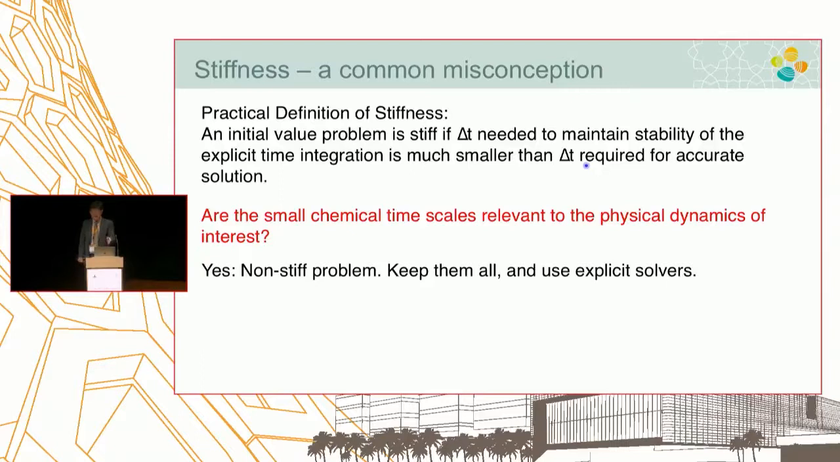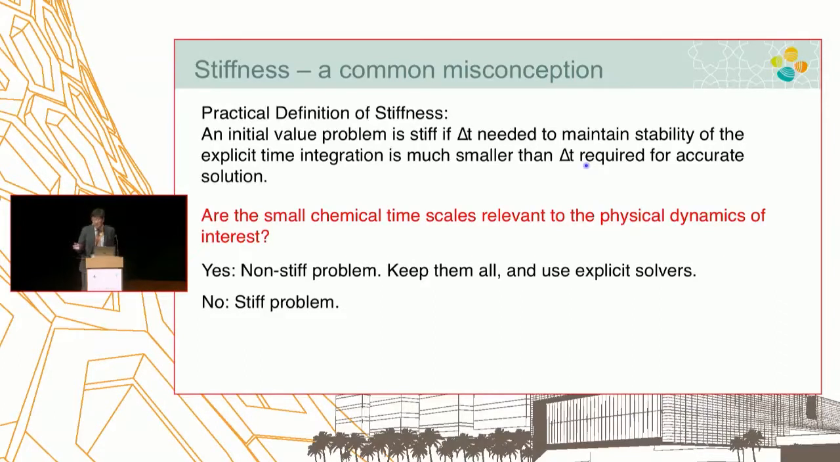And if you want to keep them, explicit time integration is the easiest way to do it. If it's no, then it's a stiff problem in my definition. Then there are some unnecessarily fast time scales that I don't need in dealing with my physical problem. So I have to carefully check the dependence and try to get rid of those time scales. That's one way I would like to deal with it.